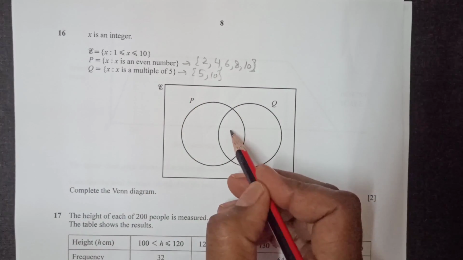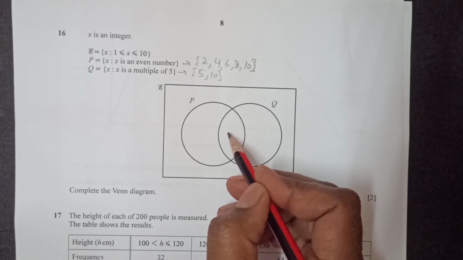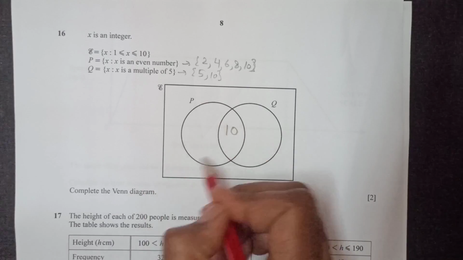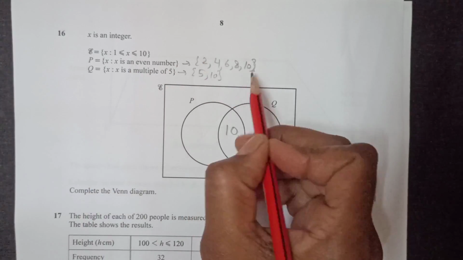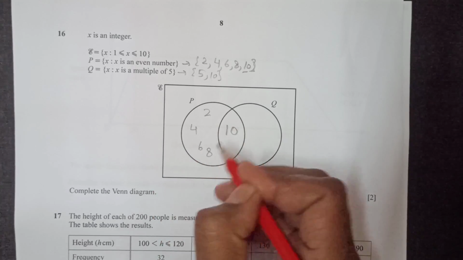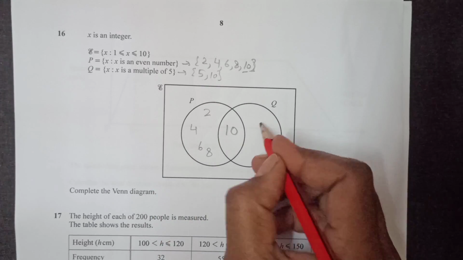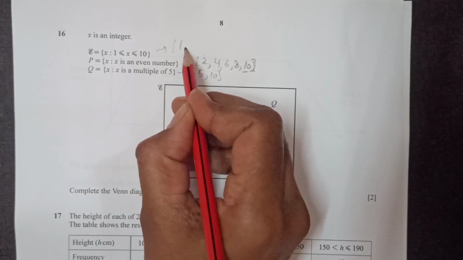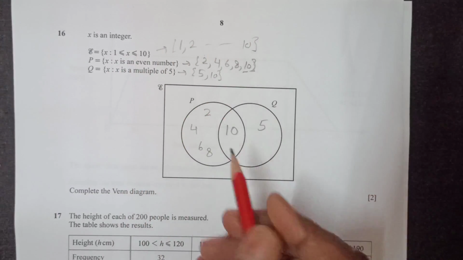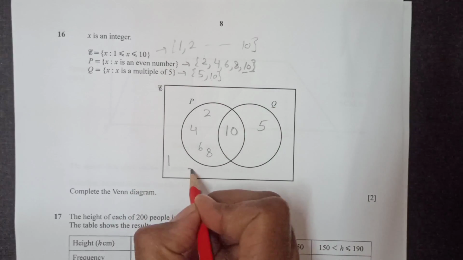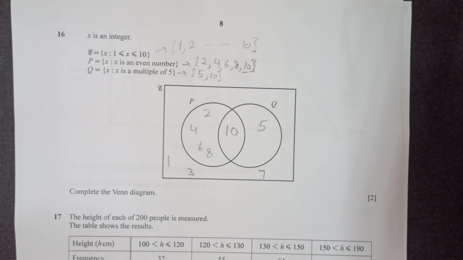So first of all we need to fill the common part. The common number, if you see here, is only 10, so we are going to put 10 over here. Now P is an even number. 10 is done. We will have 2, 4, 6 and 8, and then 5 will go over here, and the remaining from 1 to 10. So what is missing here? We are missing 1, 3, and 7 here. That will go outside P and Q, right?